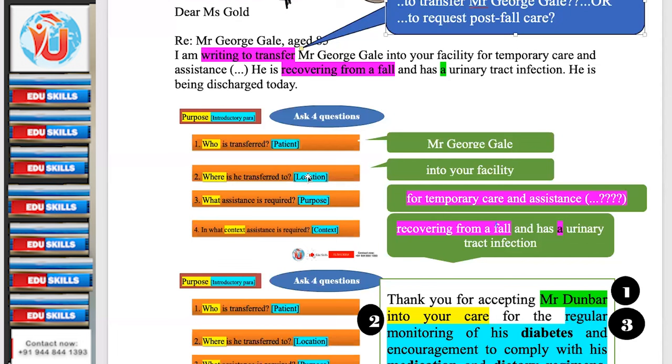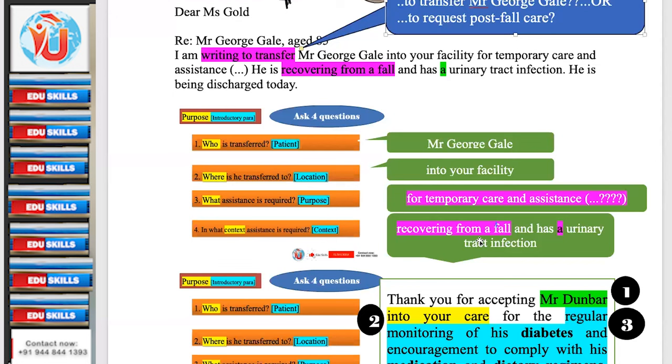For temporary care and assistance of what? For what? Temporary care and assistance? For what purpose? Purpose is not mentioned at all. Nature of care is mentioned, but purpose is not mentioned. The third question is the topmost important question. This says it's a purpose paragraph, and you haven't said what is your purpose. Fourth question, in what context assistance is required? Recovering from a fall. Recovering from a fall is not a correct expression. I'm just dissecting this purpose paragraph, okay?